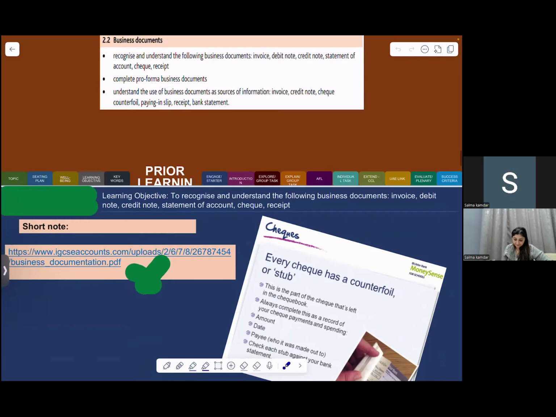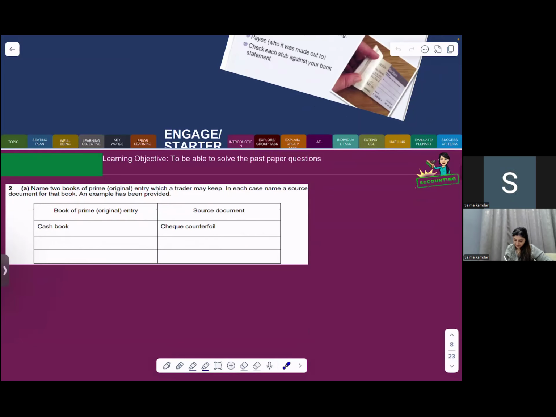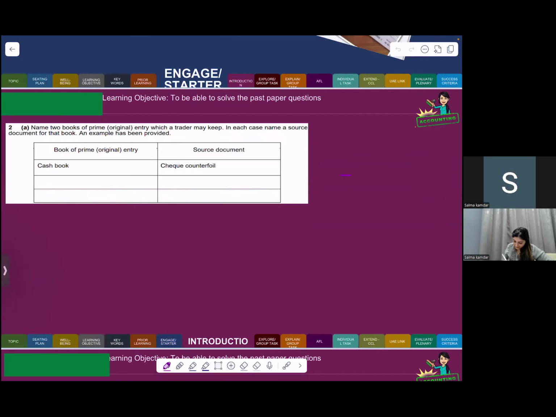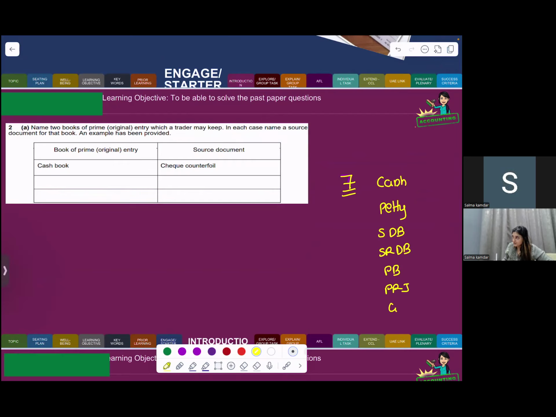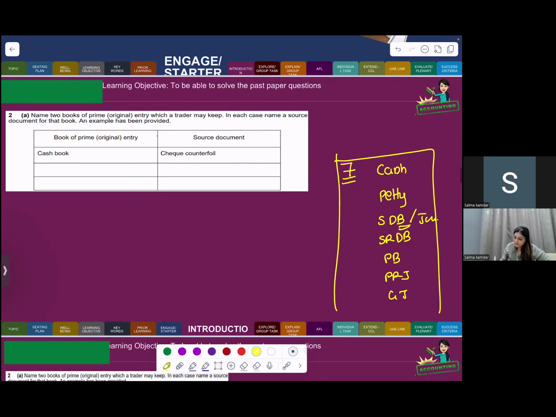Let's see over here. I have 7 books of prime entries. Do I know my 7 books of prime entry? Yes, I have 7 books of prime entry. Cash book, petty cash book. Then I have sales day book, sales return day book. I have purchase book, purchase return book, and I have the general journal. Book can also be called the journal.